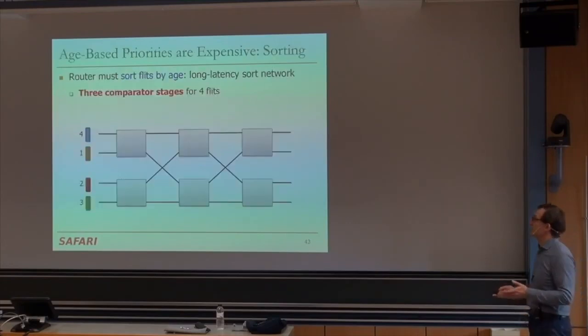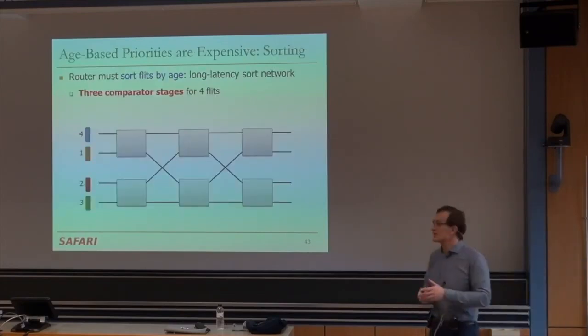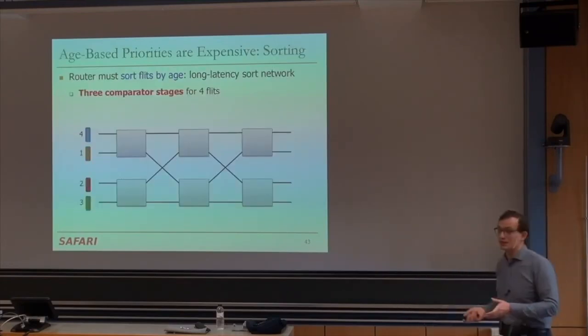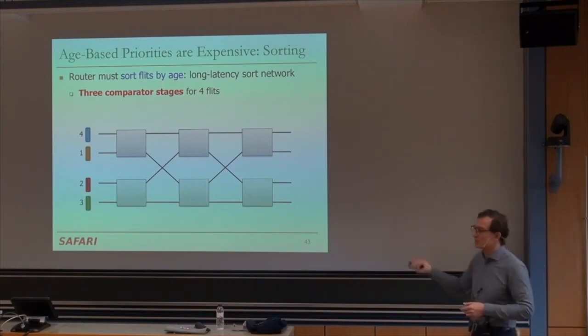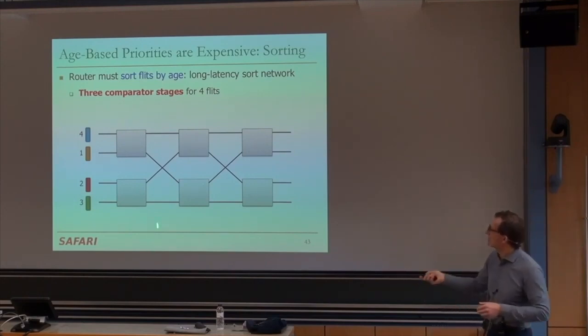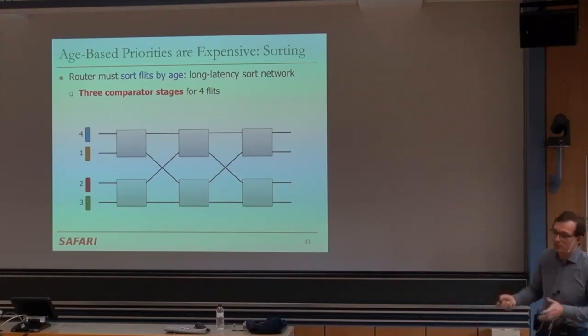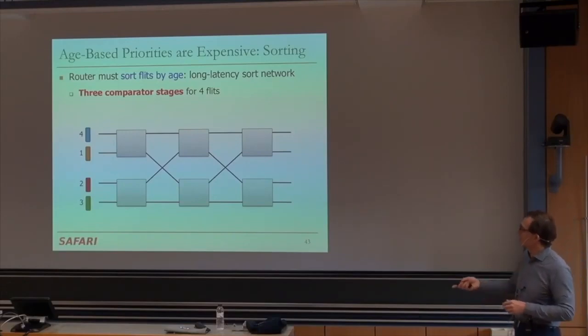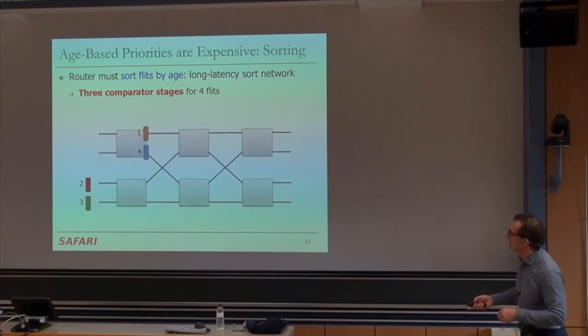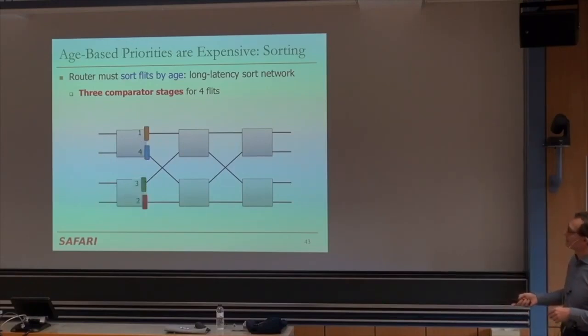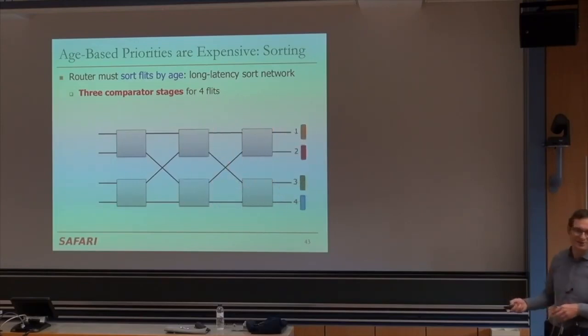So what is the cost of this? If you actually try to design this router, you need to have a sorting network, first of all. You need to figure out the ordering of the flits by age. So it's a long latency sorting network. This is one example. You have 3 comparator stages for 4 flits over here. These are the 4 input ports. And assume that the highest priority is 1. So you basically want to sort them. Essentially that's the sorting network. In the end, you get 1, 2, 3, 4.